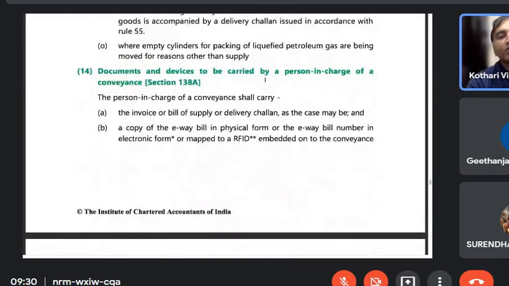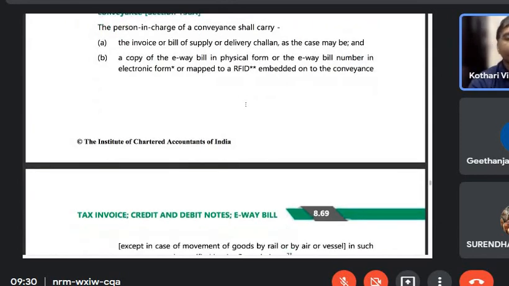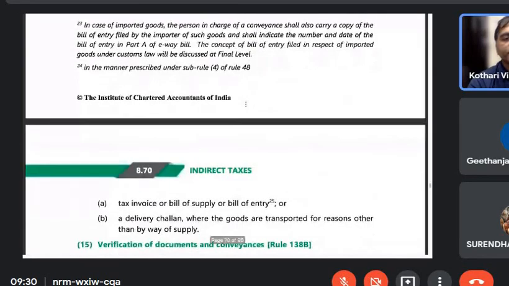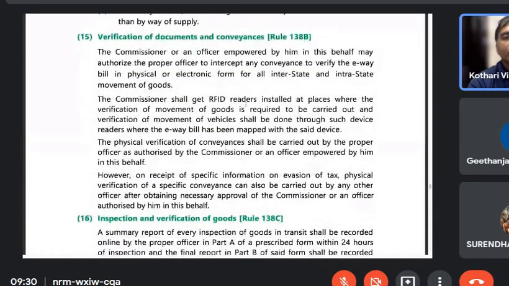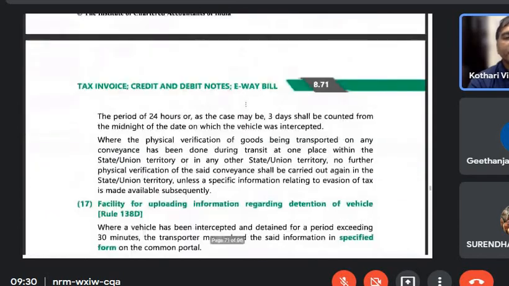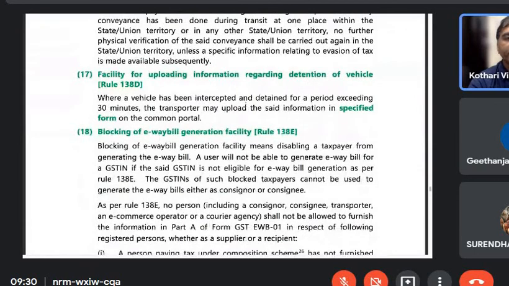And what are the documents to be carried? You should carry either an invoice or a bill of supply or a delivery challan along with the e-way bill, either in physical form. That is mandatory. Verification and inspection can be done by the proper officer in between, and in case you do not have them, the penalty shall be levied.